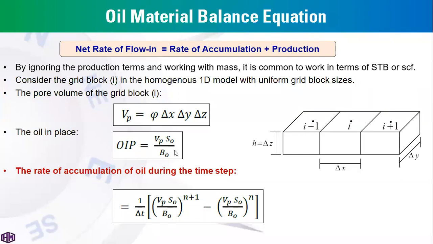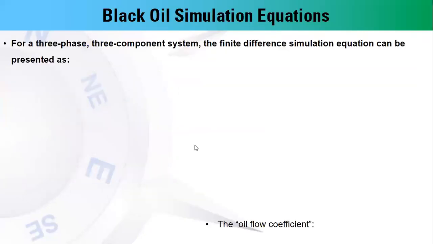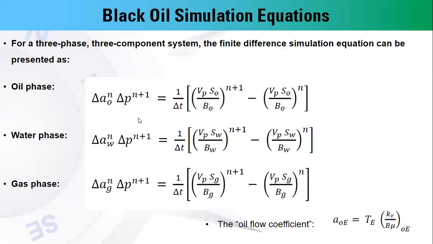So oil in place is according to this simple equation. The rate of accumulation of oil during a single time step is the difference between the oil in place at n+1, which is at the end of the time step, minus the oil in place at the beginning or start of the time step, divided by the specific time step, or delta t. It's a very simple presentation of simulation equations. So this is the black oil simulation, very simple as defined before.